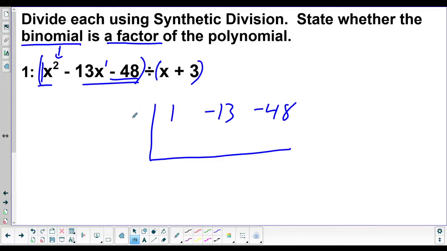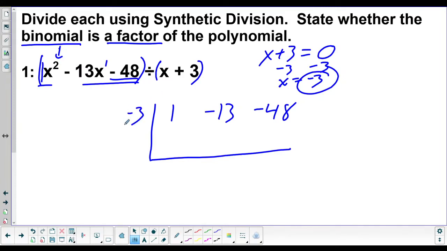We have to figure out what number goes here. The way you figure that out is you take your divisor, or the bottom, x plus 3. You set it equal to 0 and solve for x. Minus 3, x equals negative 3. This is the number that goes on the outside. If you skip that step, it's going to get all messed up and it's not going to work. So now it's set up and we're ready to do the synthetic division.